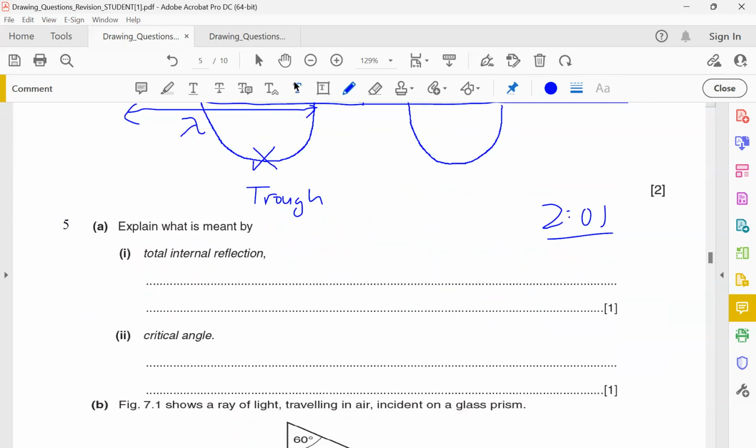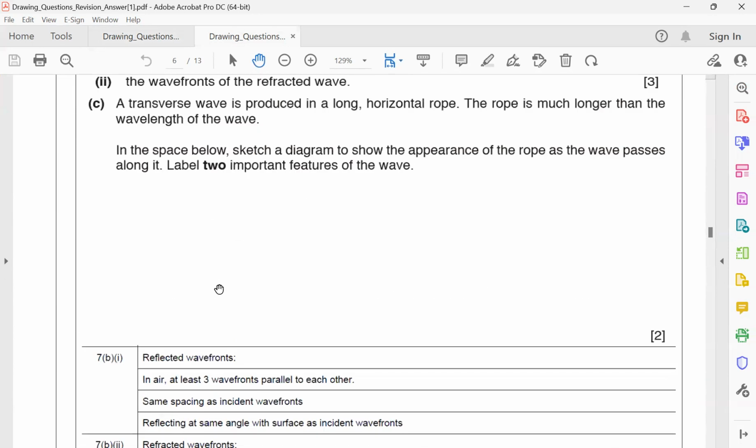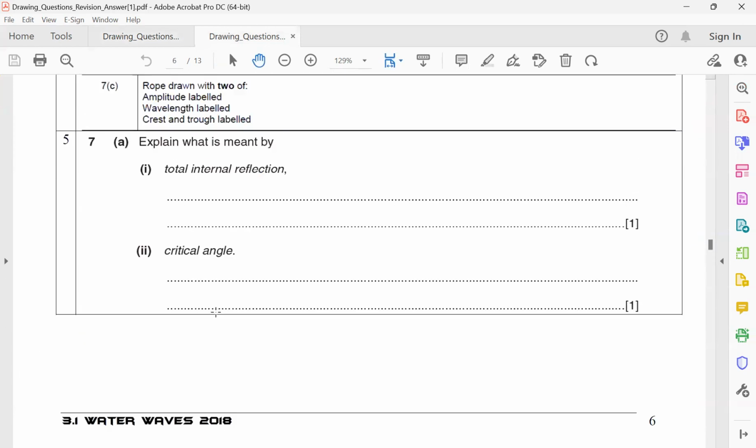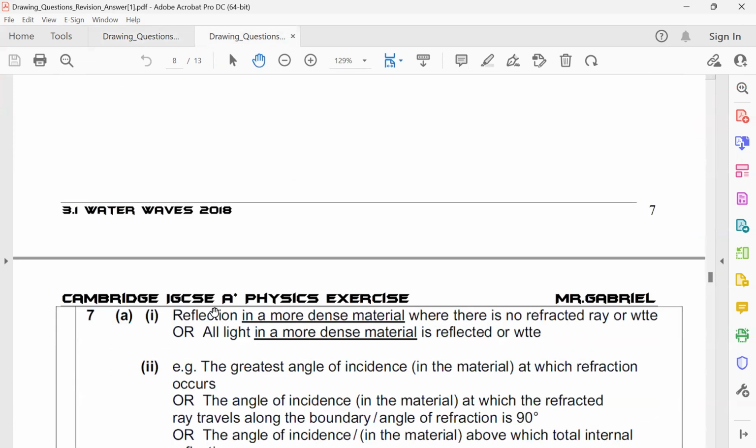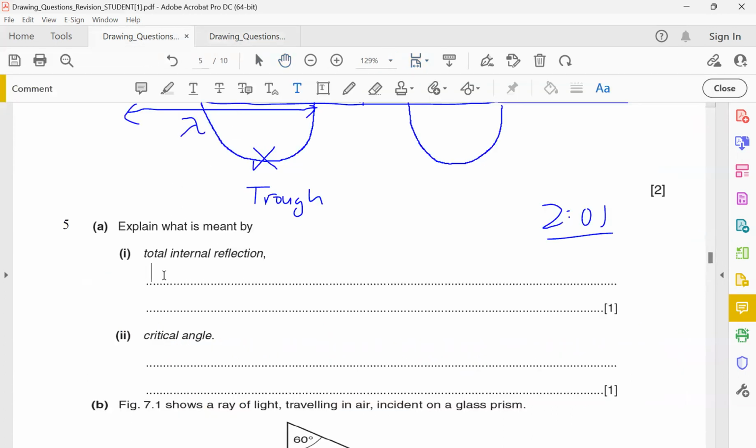Guys, theory question. State what is meant by total internal reflection? What do I say for total internal reflection? Reflection in more dense material where there is no refracted rays. Yeah. Okay, I'll write something else.